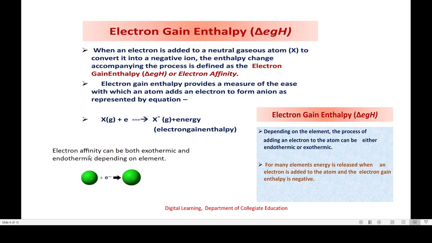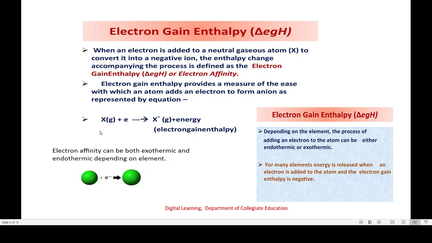Electron affinity or the electron gain enthalpy can be both exothermic or endothermic depending on the element. So, on the basis of the nature of the element, the process of accepting an electron in an atom can be both exothermic and endothermic.